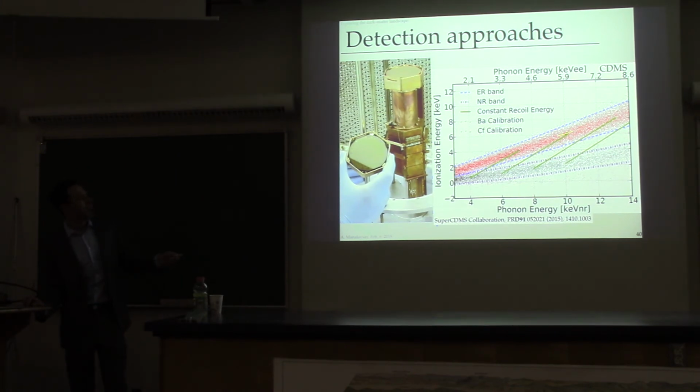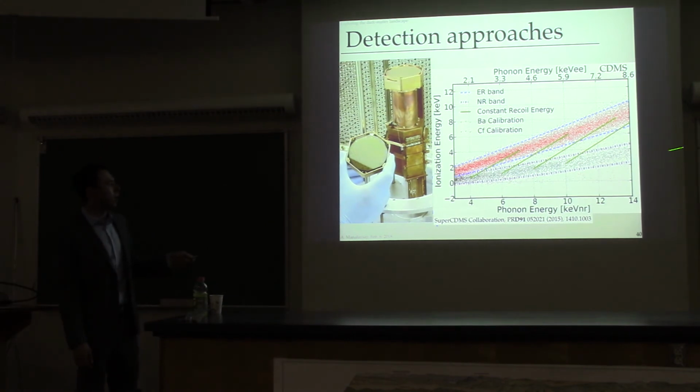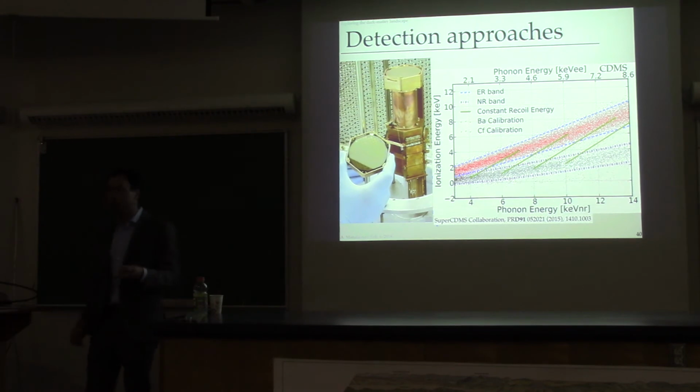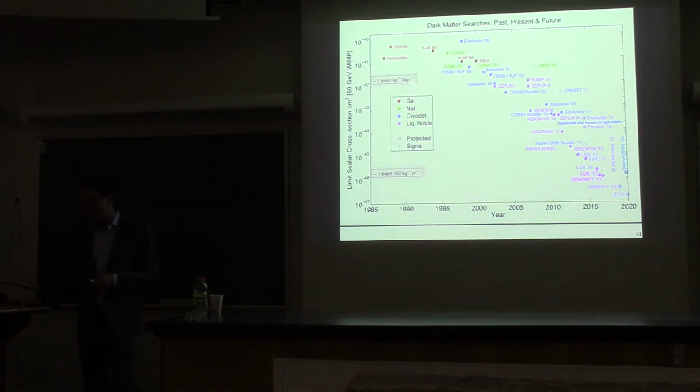When they calibrate that with gamma rays, they see this band here. If they put in neutrons, which will hit nuclei, they produce nuclear recoils. They see this band here. So they're able to distinguish: if an event shows up in this band, that was an electronic recoil, that's background. If it shows in this band, it's a nuclear recoil. It's potentially a signal.